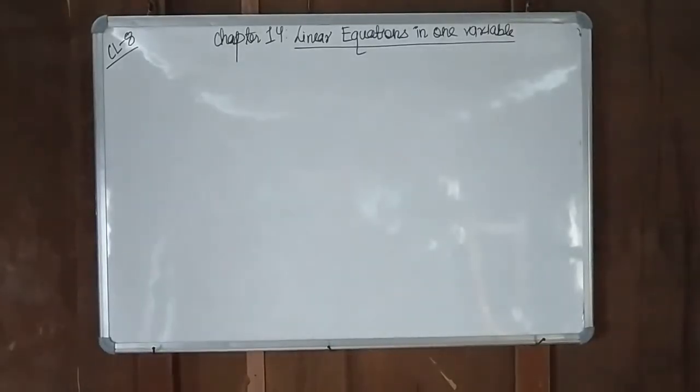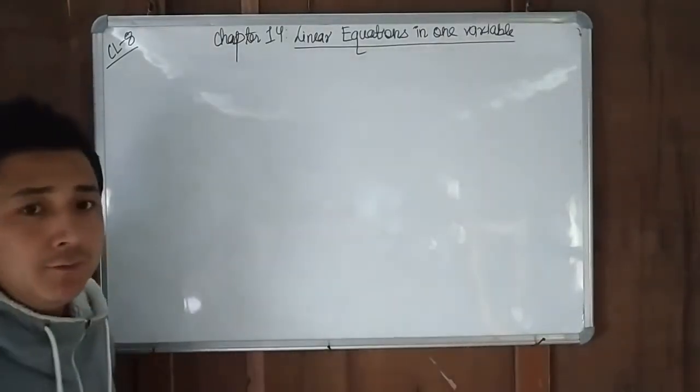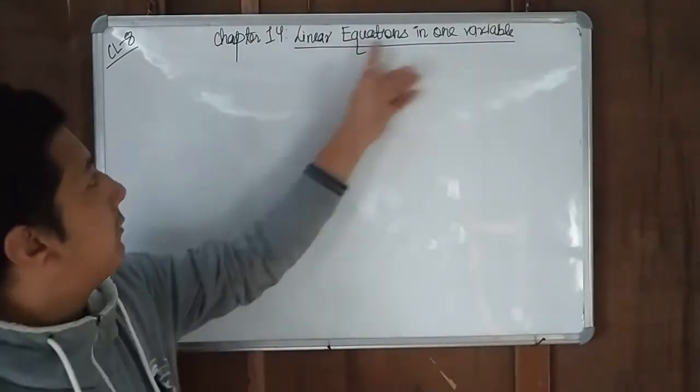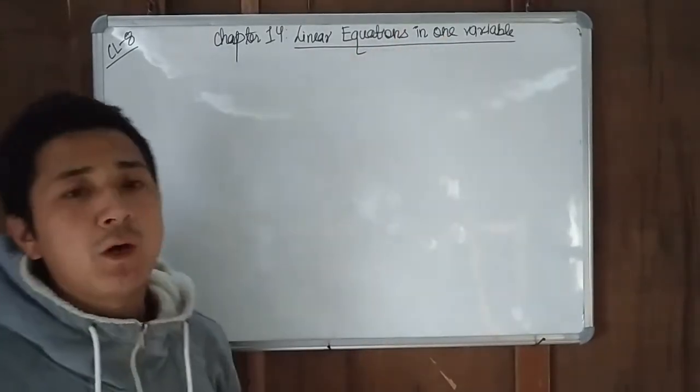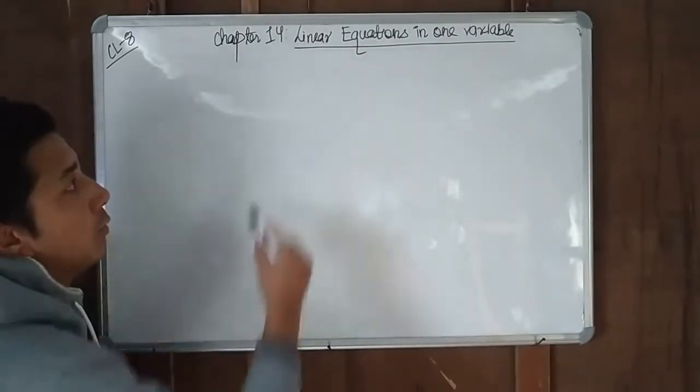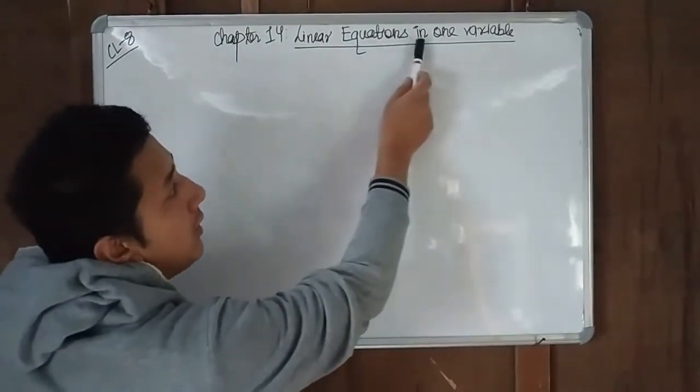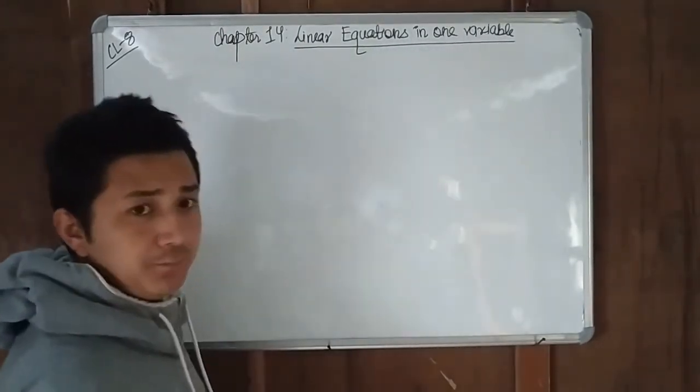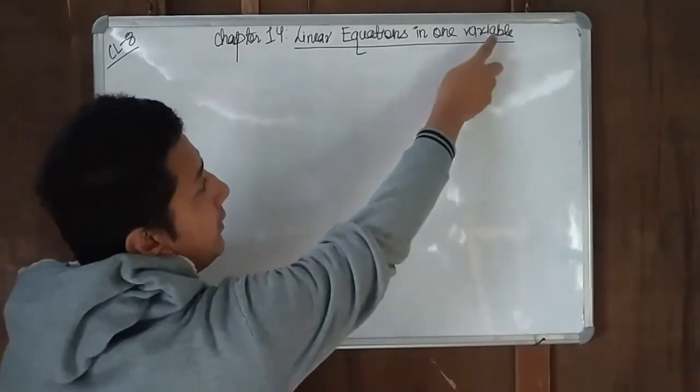So today we are starting a new chapter, chapter number 14. The name of the chapter is linear equation in one variable. Okay, so linear equations in one variable. Now first I'll start with one variable.